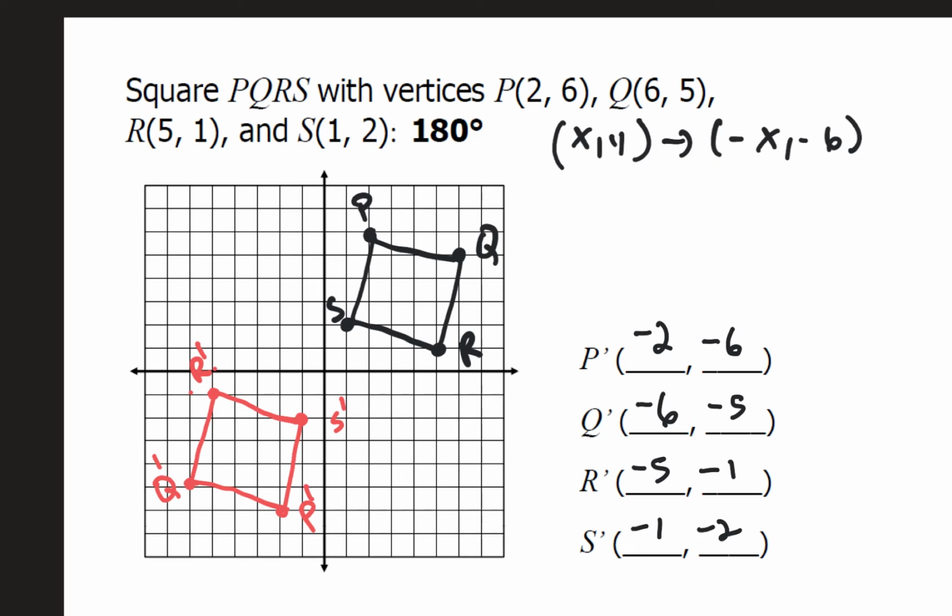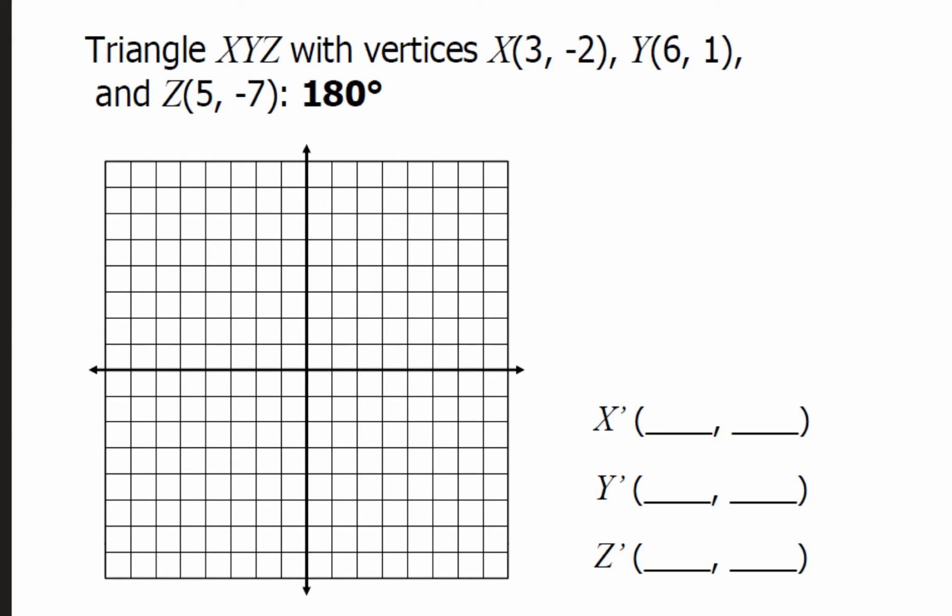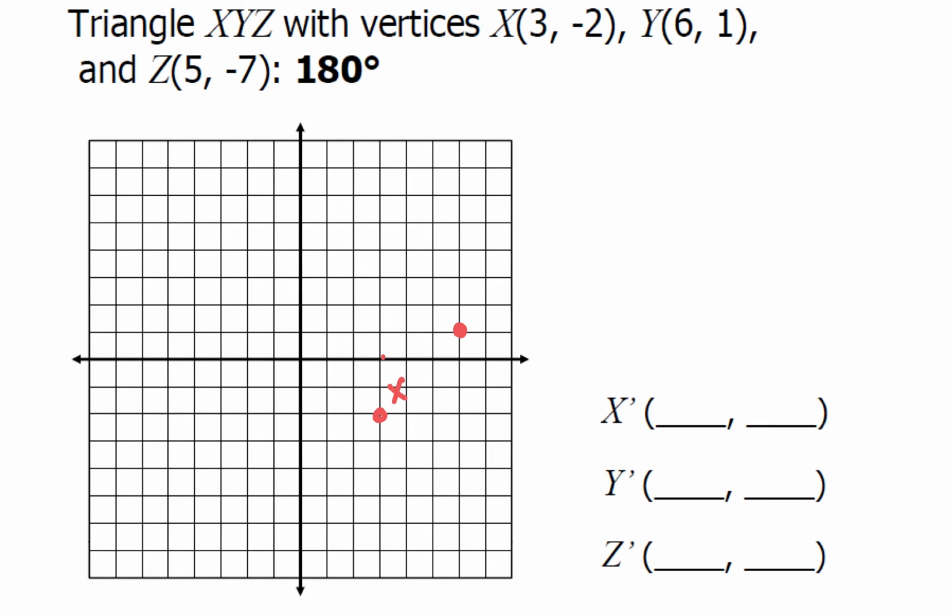And there's our rotation. If this triangle XYZ has vertices X at (3, -2), Y at (6, 1), and Z at (5, -7), then X is going to be (3, -2), Y is going to be (6, 1), and Z is (5, -7). So that's Z.